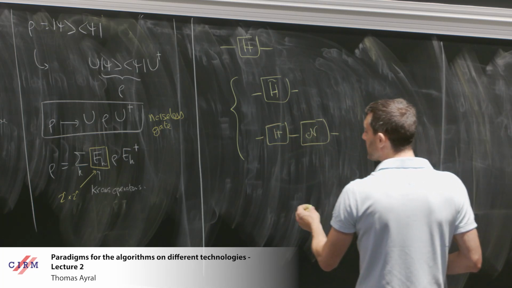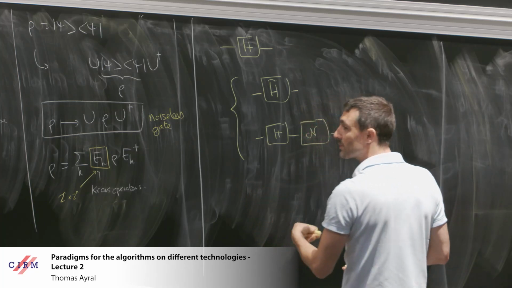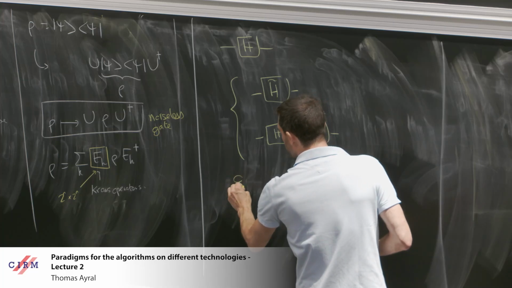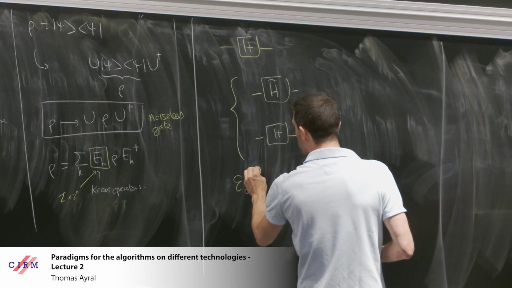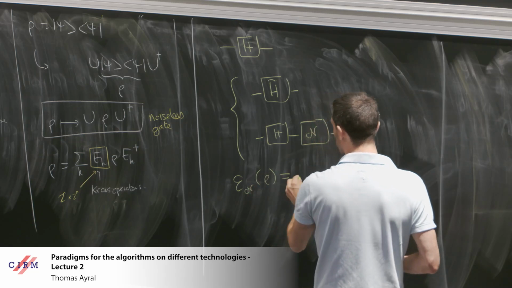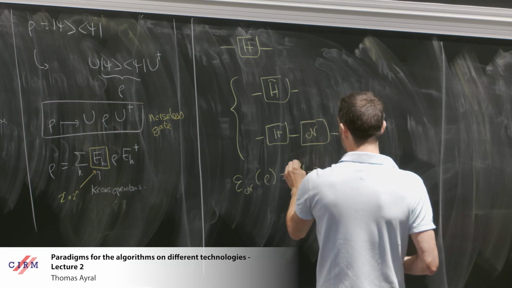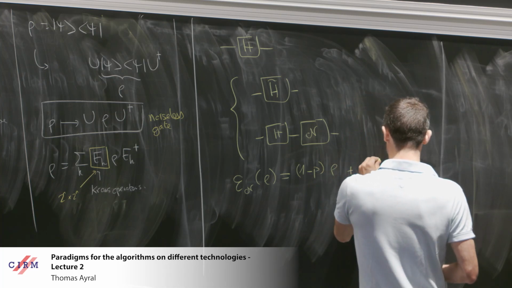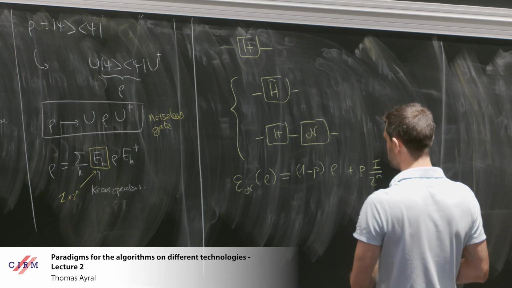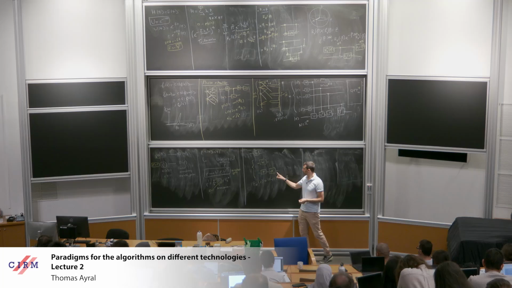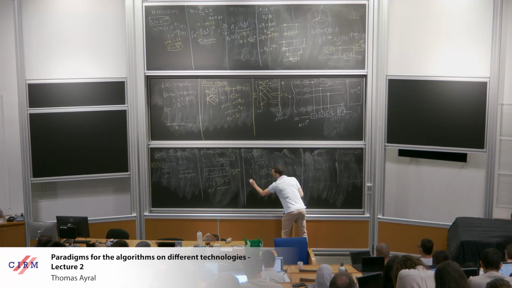And one noise process that is used a lot, especially by theoreticians because it's easy to make computations, is called the depolarizing noise. And the channel corresponding to depolarizing noise, which I'm going to call epsilon n of rho, is very simple, and that's why I want to mention it today. It is (1 minus p) times rho plus p times identity over 2 to the power n. So let me explain. What it means is that if you have a noise of the depolarizing type, let me write it here. So this is depolarizing noise.